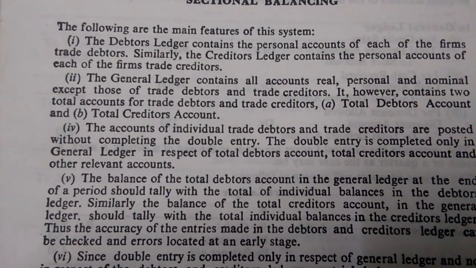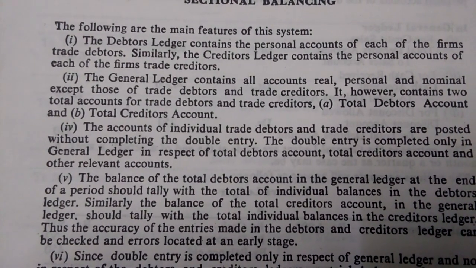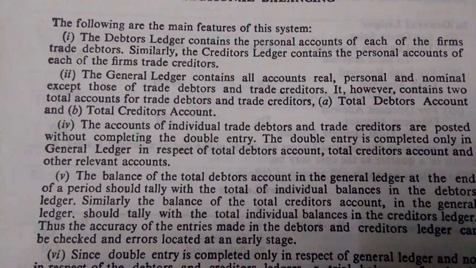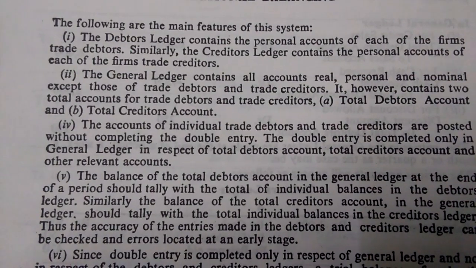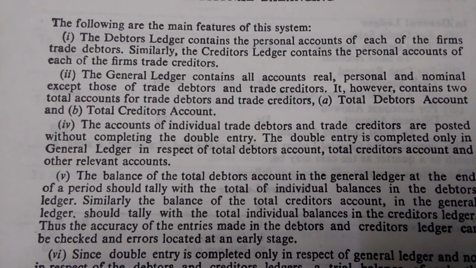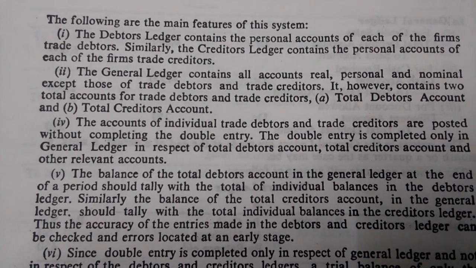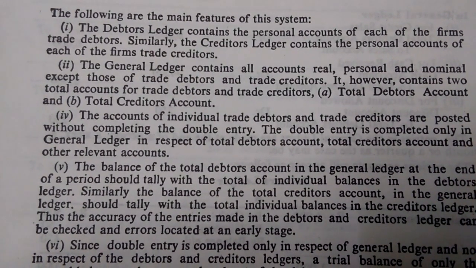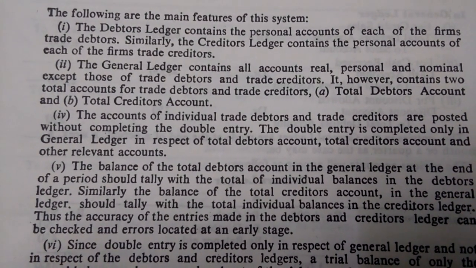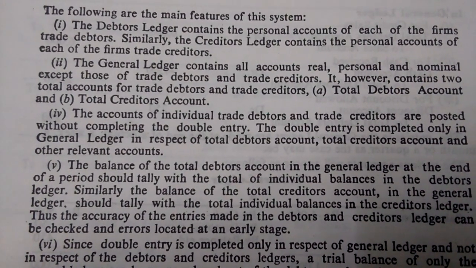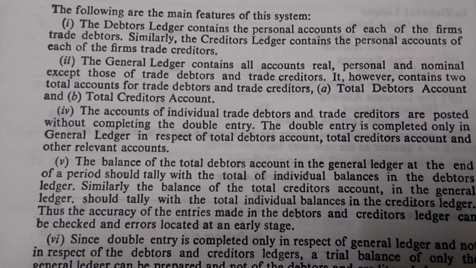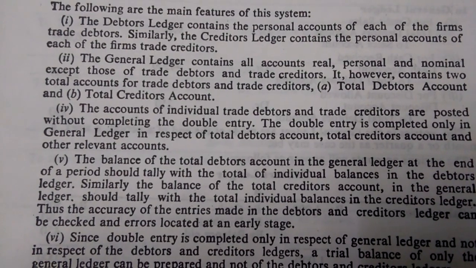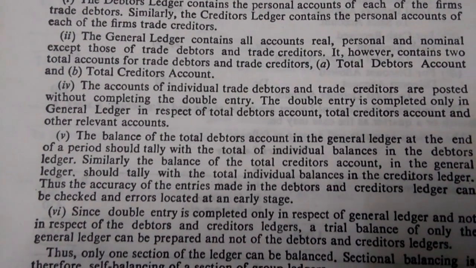Second, the general ledger contains all accounts, real, personal, and nominal, except those of trade debtors and trade creditors. It, however, contains two total accounts for the trade debtors and trade creditors: the total debtors account and the total creditors account.